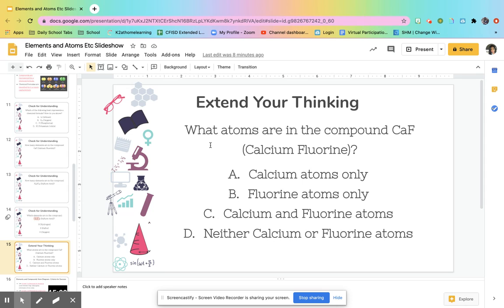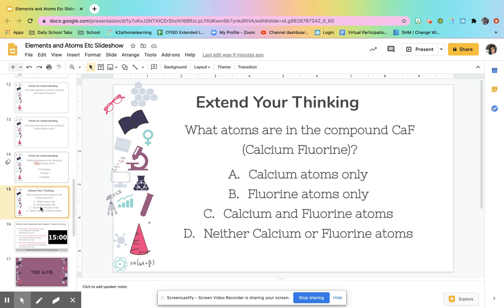All right, so here, what atoms are in the compound calcium fluoride? Do you have calcium atoms only, fluorine atoms only, calcium and fluorine atoms, or neither calcium nor fluorine atoms? Which one do you think is correct?